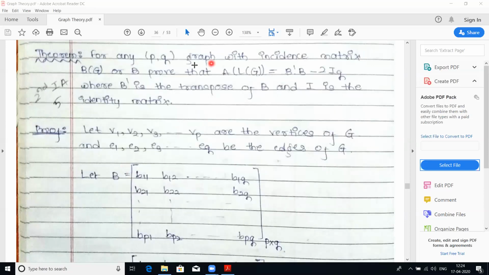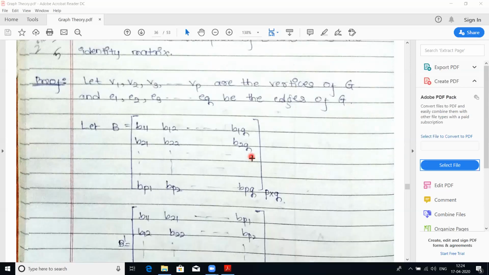Next one theorem, very important theorem it is. For any p, q graph G with incidence matrix B of G, prove that A of L of G is equal to B dash into B minus 2 I q, where B dash is the transpose of B and I is the identity matrix. So here L of G means it is the line graph of G.